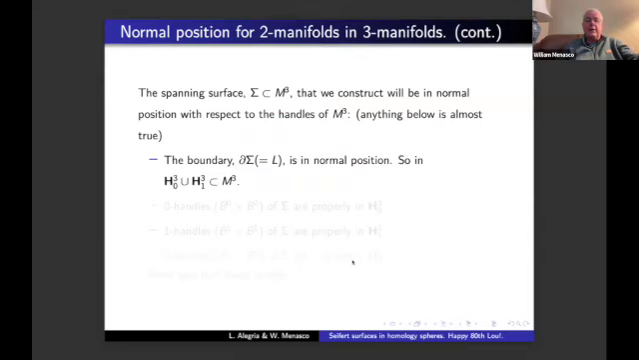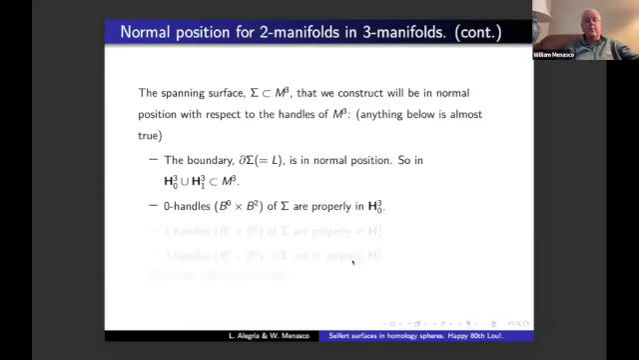We want it to be made up of 0, 1, and 2 handles, and 2 is the highest dimensional handle that you can have for a two manifold. All right. And those 0, 1, and 2 handles are going to be in normal position with respect to the handle decomposition of your 3 manifold. All right.